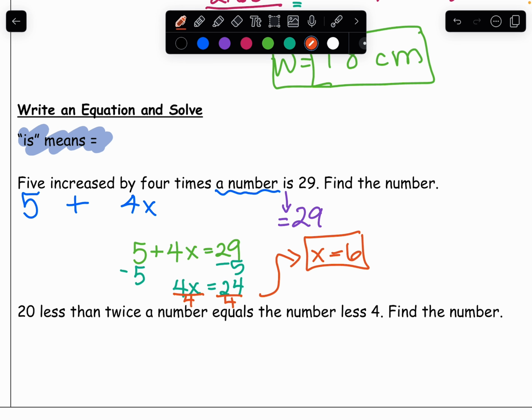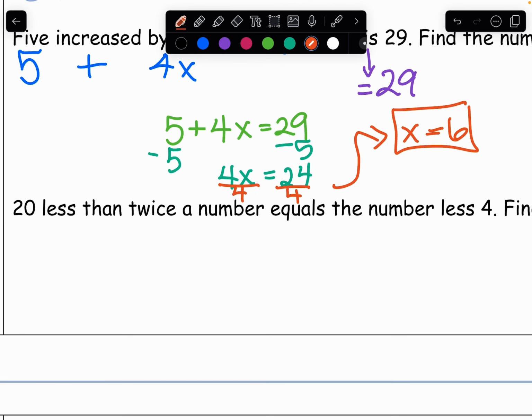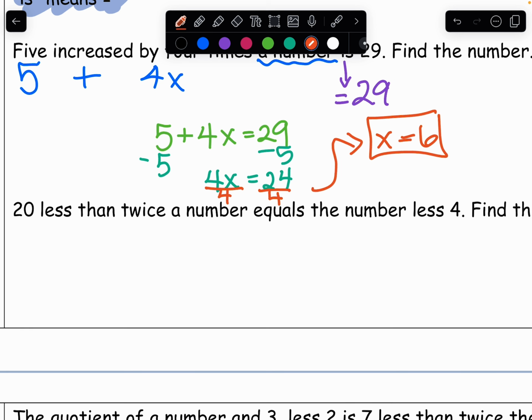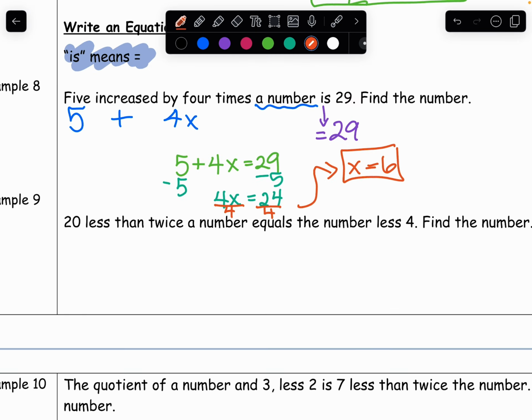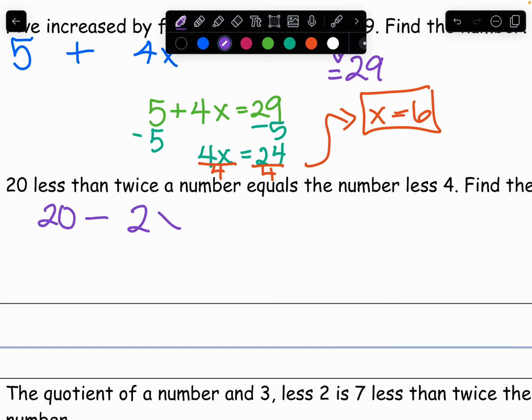So we're just taking a sentence and turning it into an equation. Let's look at our next one. 20 less than twice a number equals the number less 4. We are asked to find the number. So let's go through this. 20 less than twice a number equals, and in this place it actually has the word equals, that number less 4, so minus 4. And that is how we set up our equation.